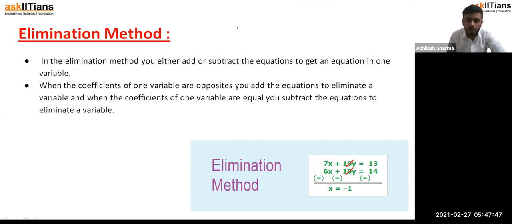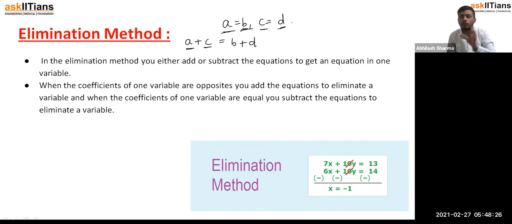So the justification comes from the fact that if A is equal to B and C is equal to D, then for any operation involving A and C, we can always replace A by B and replace C by D. So let's say you want me to do A plus C, then I can say A is equal to B and C is equal to D. So obviously this will be B plus D. I have just replaced the values of A and C. But in effect, I have added the equations: LHS and RHS of both the equations.